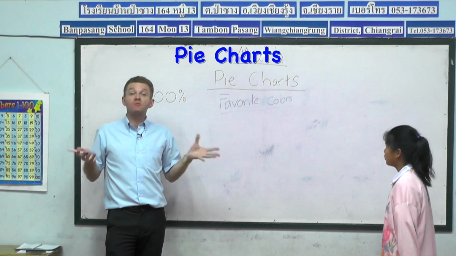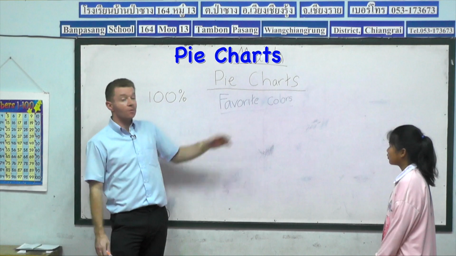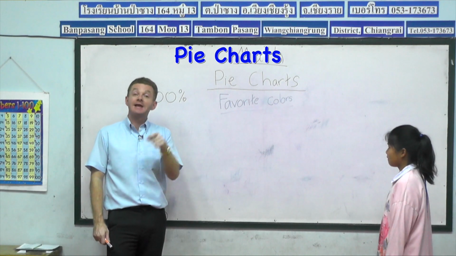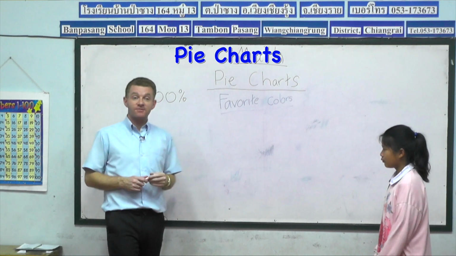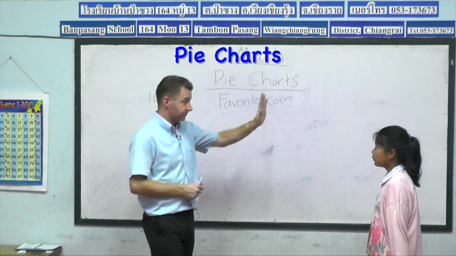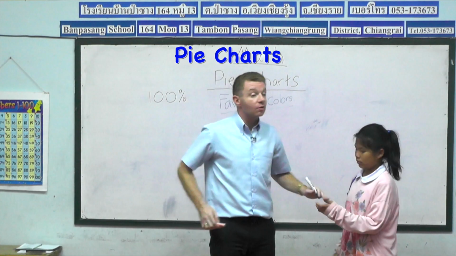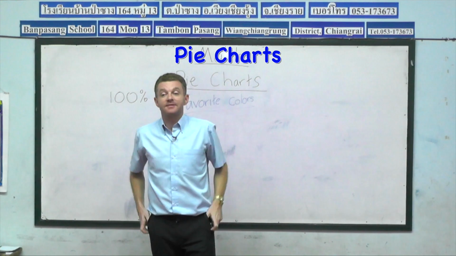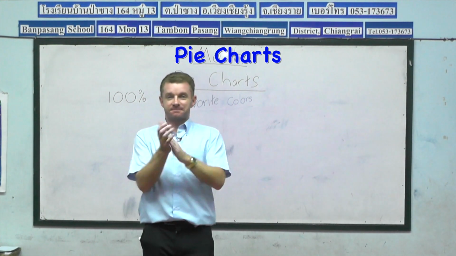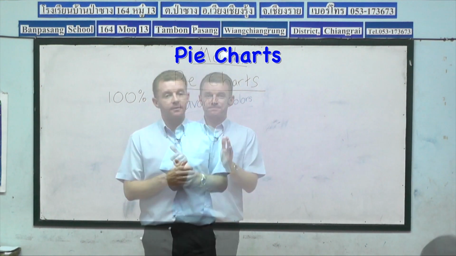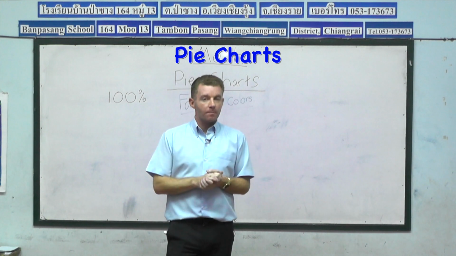Before we even begin drawing the pie chart, we already know it's about favourite colours, like the previous worksheet activity. Lacko, that was brilliant. High five. Big round of applause for Lacko, please, guys. Now we're ready to begin drawing our pie chart.